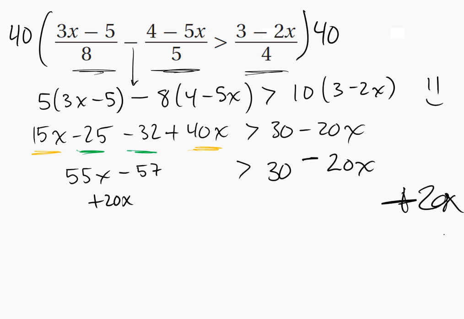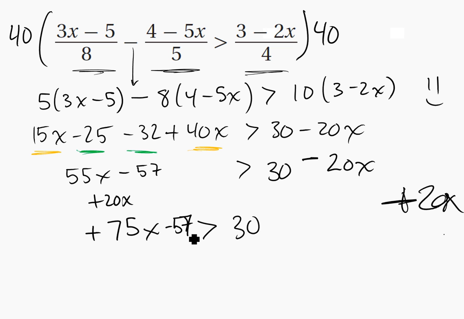Okay, on the left-hand side, I've got 55 plus 20, which is going to be a positive 75x. That is going to be greater than 30. Just 30. Why 30? Because I combine those terms. Oh, I got a minus 75 over here, or 57 over here.